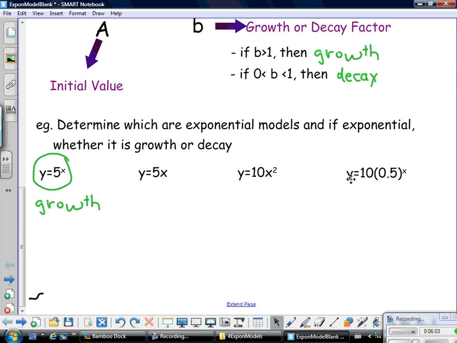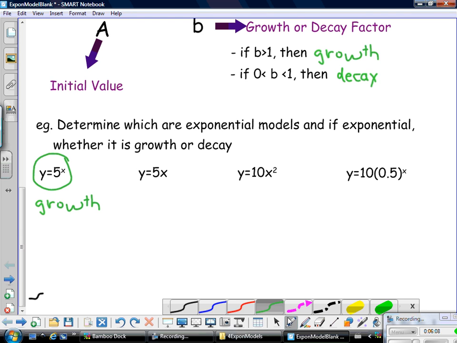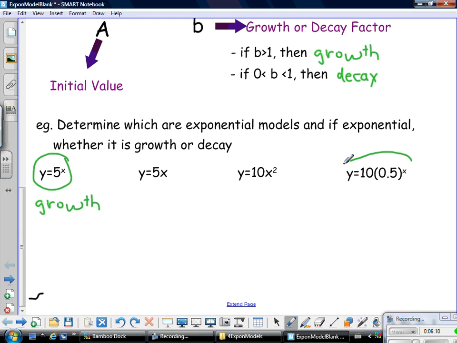And the last example, if I look at my y and my x, this time again my x is the exponent. Okay, and now I have to determine whether it's growth or decay. Notice compared to the first one, there was only one number: y equals 5 to the power of x. Here it equals 10 bracket 0.5 to the x. So what I'm looking at for my b is the 0.5. So 0.5, is it growth or decay? Well, obviously that number is less than 1 and greater than 0, so I know that that is going to be decay.